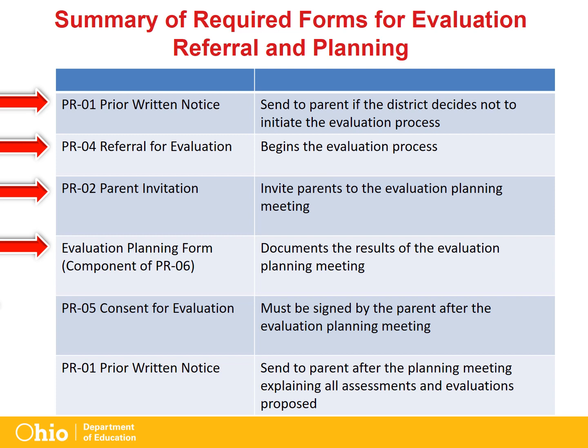The PR-05, Consent for Evaluation, must be signed by the parent after the evaluation planning meeting. This form may be presented to the parents at the planning meeting to obtain their signature. And the PR-01, prior written notice, must be sent to the parent after the planning meeting explaining all assessments and evaluations proposed.